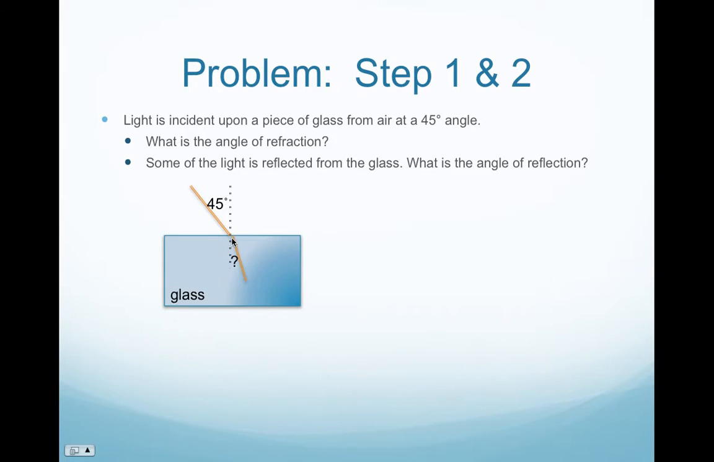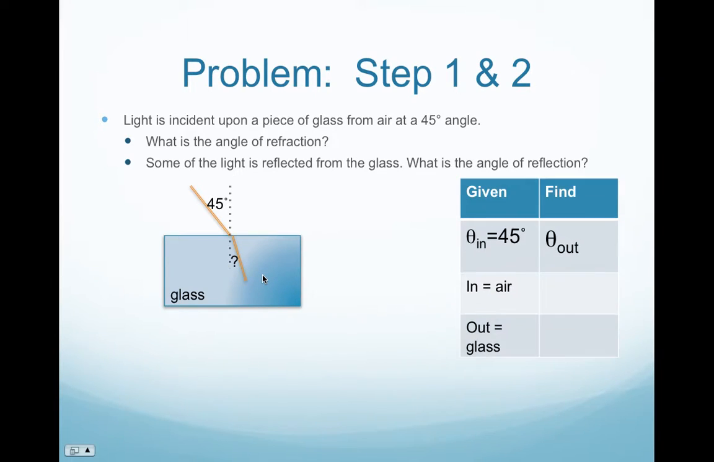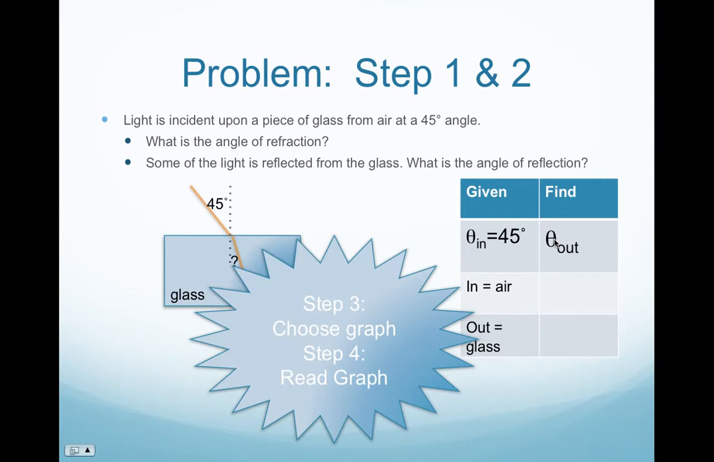Notice that I made this angle smaller than the angle of incidence, and that's because we're going from a fast medium like air into glass, so we're going to bend towards the normal. Next is my table. I know that the incident angle is 45 degrees. I know that the in surface is air and the out is glass, and I'm looking for the angle of refraction, or angle out. So the next step is to choose a graph. Remember, we have two to choose from, and then read that graph.